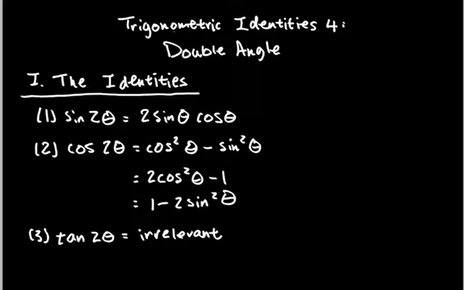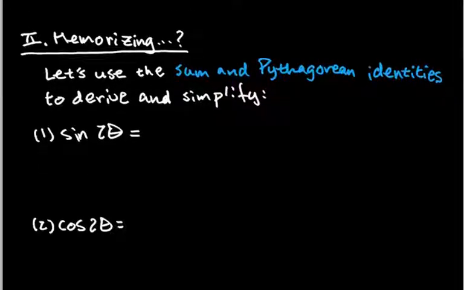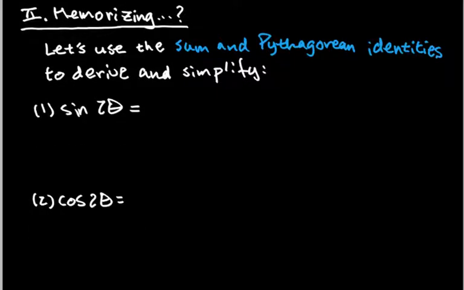Alright, so here are the identities. Notice that for cosine, there actually are 3 different forms. They're actually not too difficult to get from each other. Once you have the first one, and we'll prove that soon, then you can use some other stuff to get the other two. It's not too difficult to do that, you'll see what I mean. Alright. So, memorizing, again, you don't necessarily have to memorize anything, because you can derive it all.